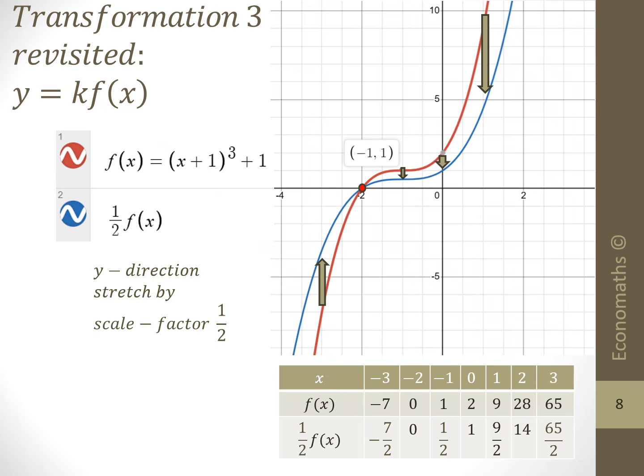And one final point to pay attention to, our invariant point, is where we have the x-intercept at (-2, 0), because that's the only y value when y is 0. It doesn't matter what we multiply 0 by, it stays as 0. So it's only the x-intercept that will be the invariant point subject to this transformation.